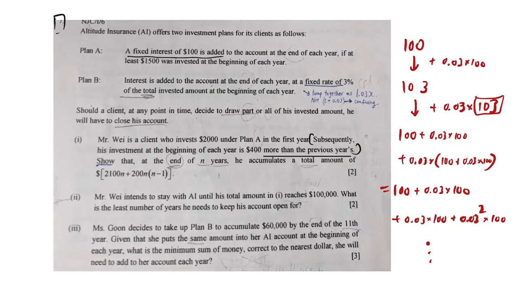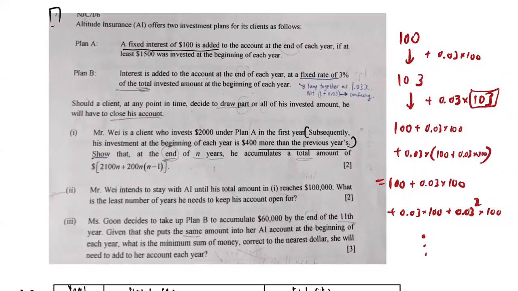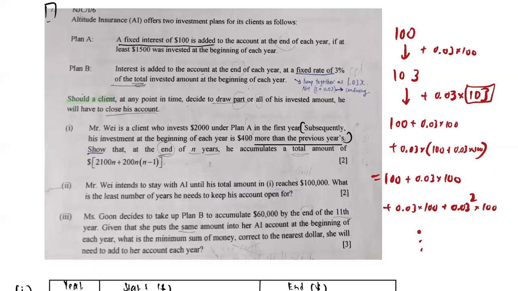Okay. Moving on. That's just what you should notice while you're reading the question now. Haven't answered the question yet. Now, should possibly a client at any point in time decide to draw part or all of his investment amount, he will have to close his account. Okay, so whatever he accumulated, the interest will still be given to him, but he has to close the account. Just assume that they don't usually close the account, I guess.